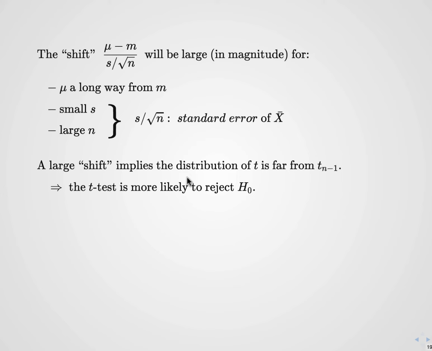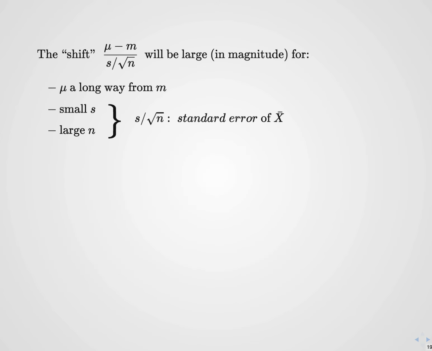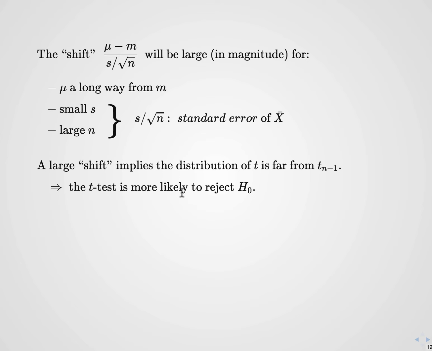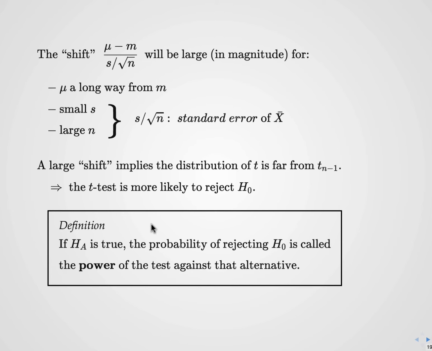Well, that implies that the distribution of the t-statistic will be shifted a long way from the t-distribution that we're using for the critical values or the p-values, so that a t-test in that case is more likely to reject the null hypothesis. Okay, so the further the t-statistic is away from the underlying t-distribution, we're more likely to get a rejection. That's kind of the whole point of how we constructed these hypothesis tests in the first place: the further out into the tails of the t-distribution we get, the more likely we are to reject the null hypothesis.